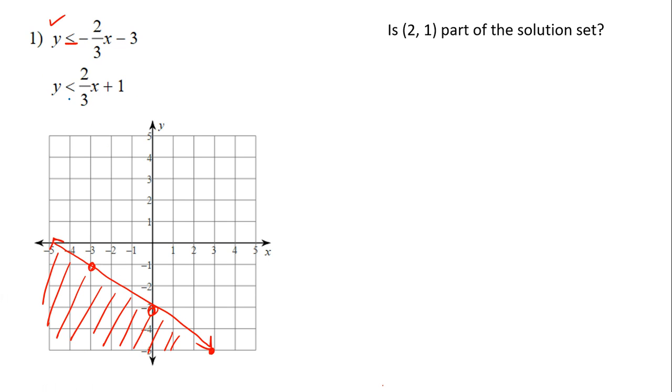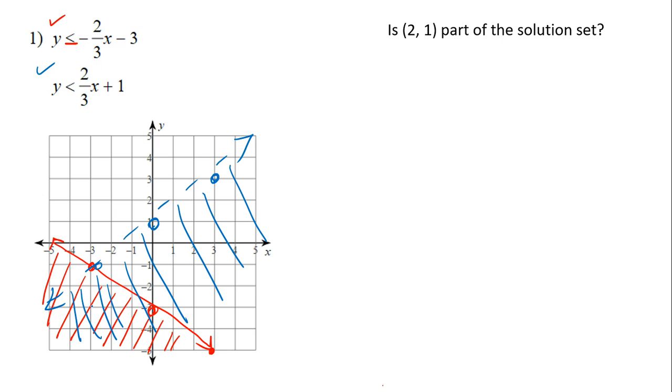Now let's do our next one in blue. So we're going to start at (0, 1). We're going to go up 2 and to the right 3, or we could go down 2 and left 3. These ordered pairs are not included on the line, so we have a dashed line. And it says y is less than, so we're going to shade the lower half.